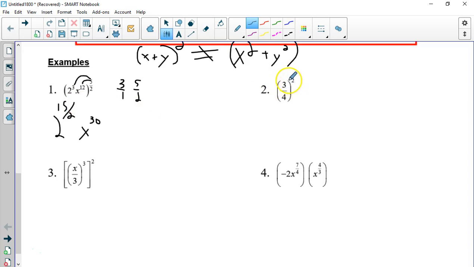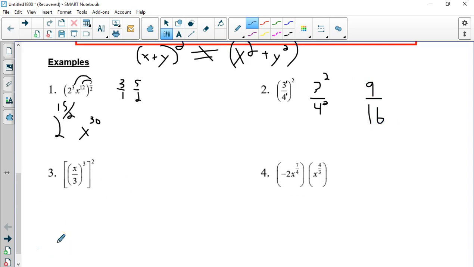Okay, number 2. This is a 1. That's a 1. We're setting the 2 in. 3 squared over 4 squared. So 3 squared is 9. 4 squared is 16. We're done.